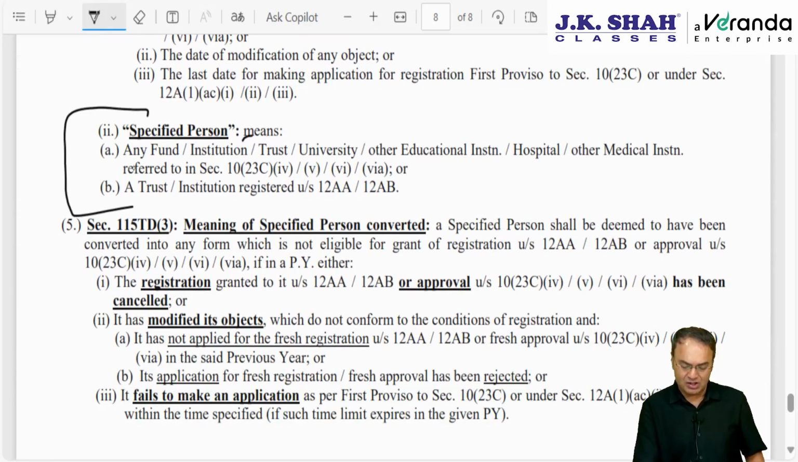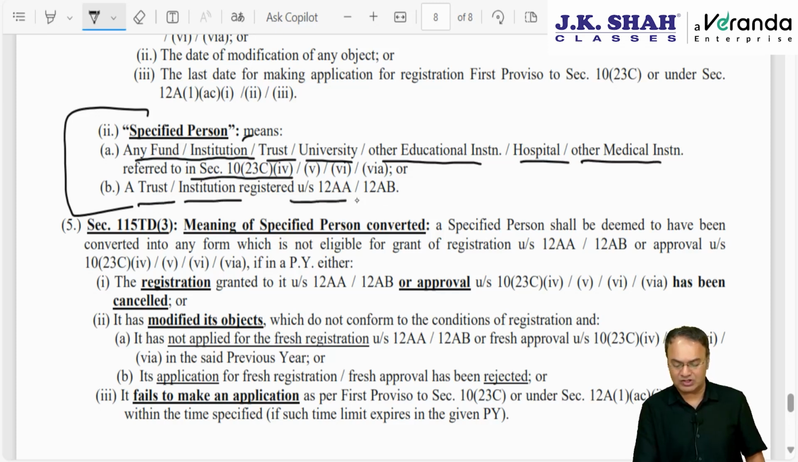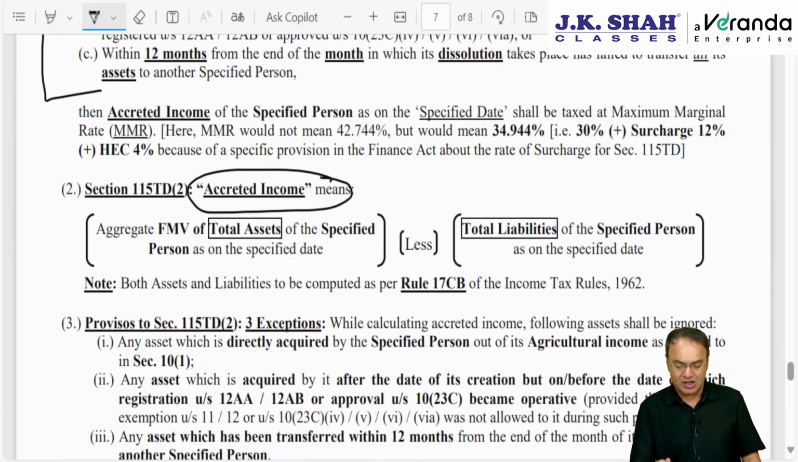Specified person means a fund, institution, trust, university, educational institution, hospital, or medical institution which is referred to in 10(23C), or a trust or institution which is registered under 12AA or 12AB, the assessee which we talked about in this chapter. Specified person is done. Now which kind of 3 violations and how much will be taxed? Then accreted income will be taxed. Accreted income means assets minus liability, but as far as assets are concerned, they should be taken not as per book value but at FMV as on the specified date, minus liability also as on the specified date.